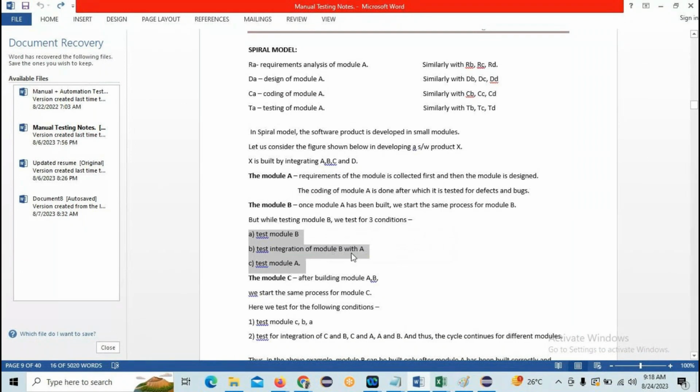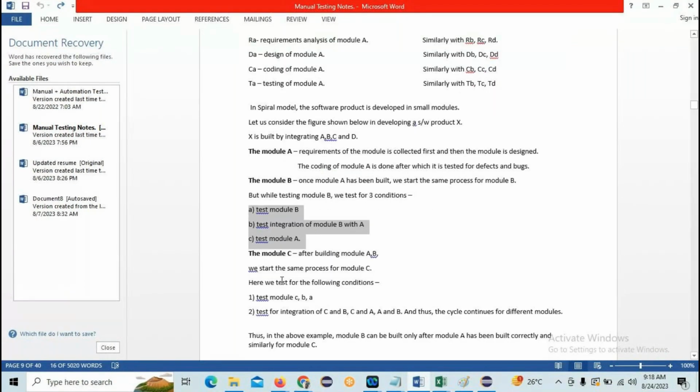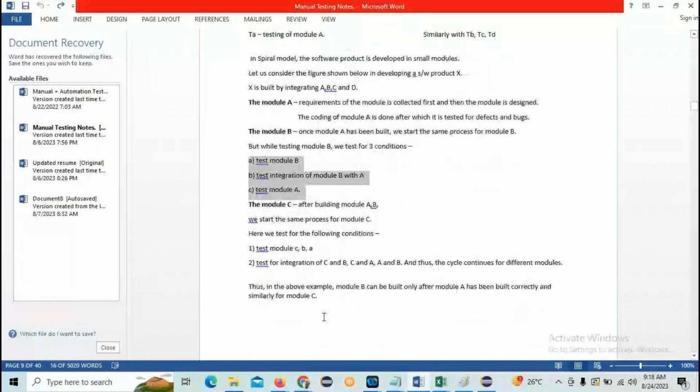Same with module C. Requirement analysis, design and coding are the same as module A and module B, but testing varies. Here you can see you first have to test module A, module B, module C separately, and then you have to test the integration: A and B, B and C, C and A, and A, B, C. Like that you have to test module C. A similar way exists for module D.